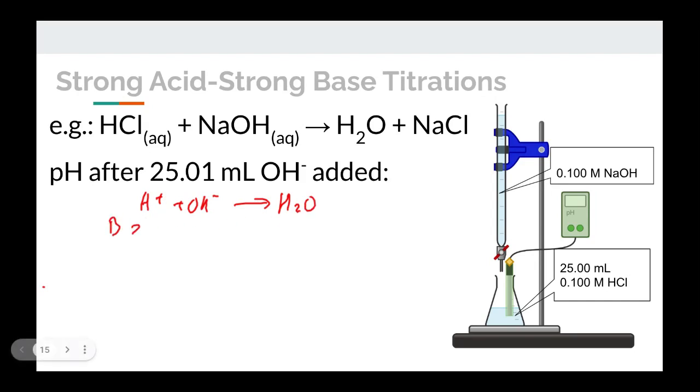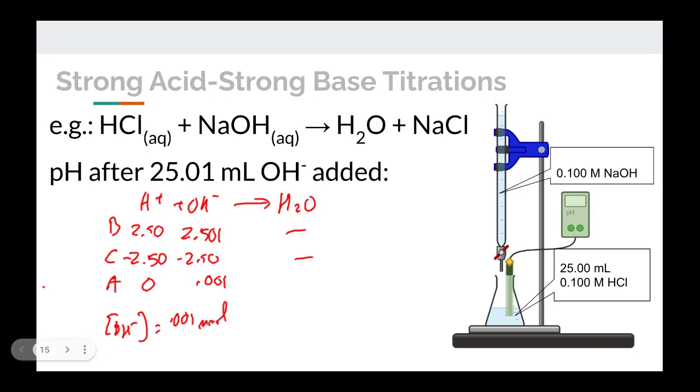And our before was, this was 2.50 millimoles. We have now added 2.501 millimoles of OH minus. The change, now the limiting reactant is the H plus. So we're going to lose 2.50 millimoles of each, so that afterwards we don't have any H plus, but we still have 0.001 millimoles of OH minus present. So the concentration of OH minus is 0.001 millimoles, and now the volume is the original 25 milliliters plus the 25.01 that we added, so we're at 50.01 milliliters.